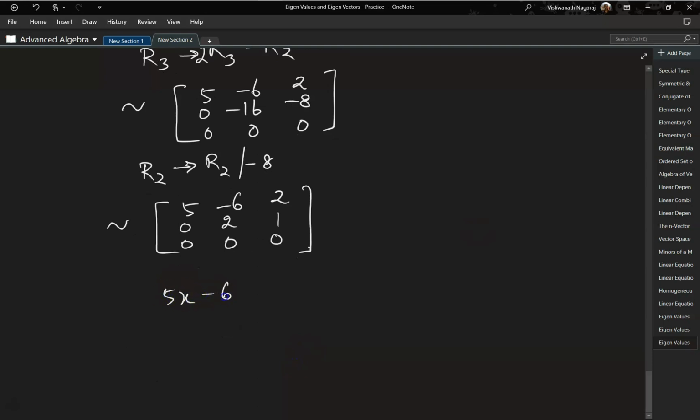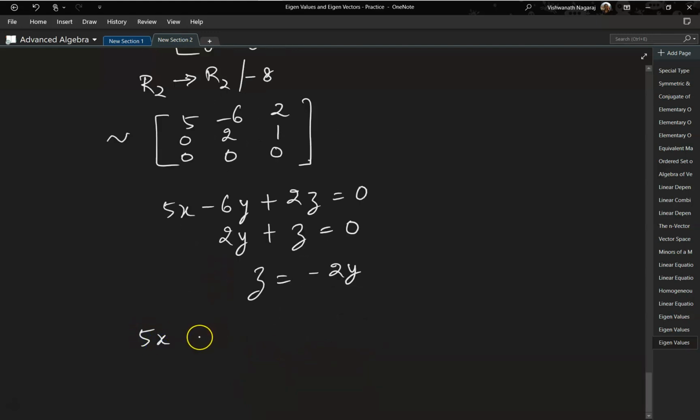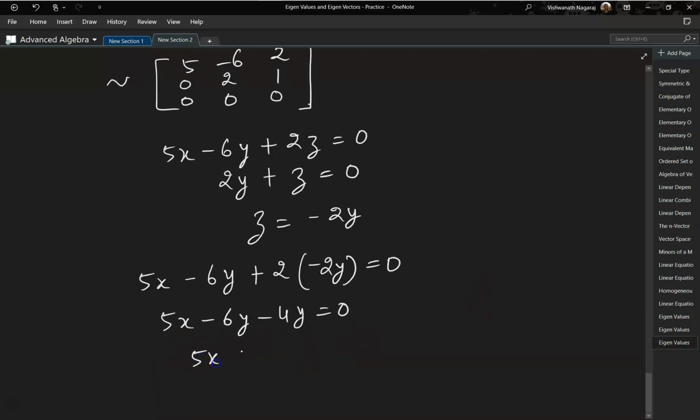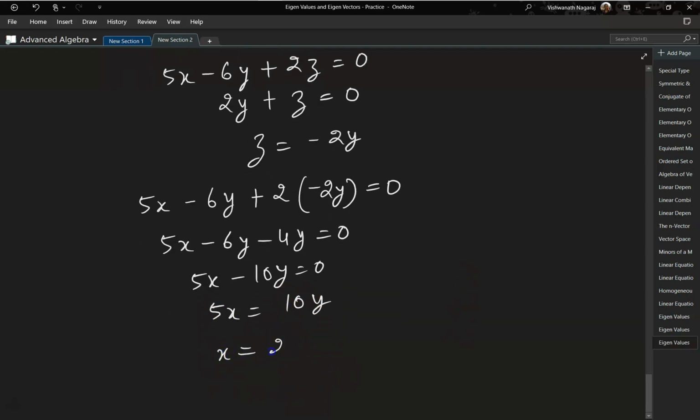So we get 5x minus 6y plus 2z is equal to 0. 2y plus z is equal to 0. That means we can write z is equal to minus 2y. Now let's do the substitution. 5x minus 6y plus 2z. z is minus 2y, equal to 0. 5x minus 6y minus 4y equal to 0. 5x minus 10y equal to 0. 5x equal to 10y, or x is equal to 2y. Now let y is equal to k. Then x becomes 2k and z becomes minus 2k.